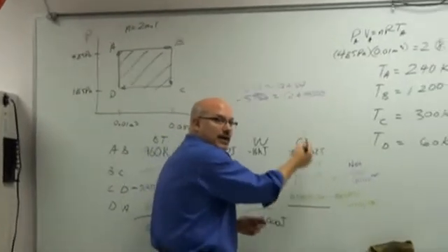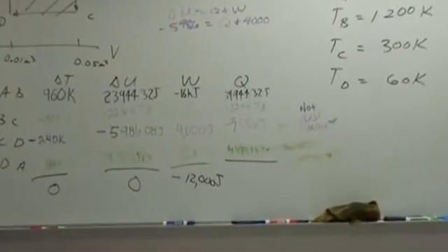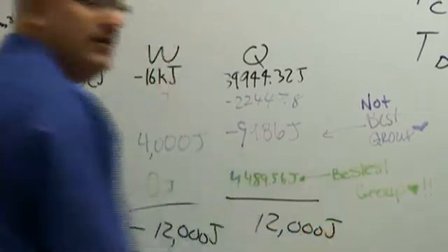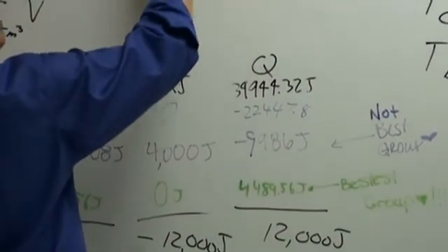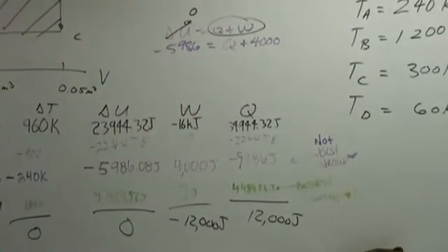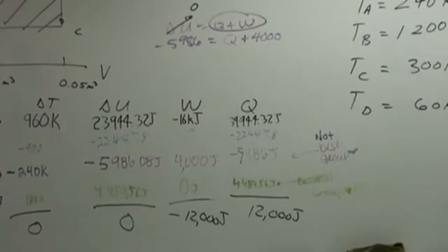Everybody add these up. What do you get? 12,000. Really? Yes. So it should be 12,000 joules. Now does that make sense? Yeah, because when delta U is 0, then these two should be the same, but opposite sign, and they are. All right, we're looking good. Now we have calculated every possible thing, almost.